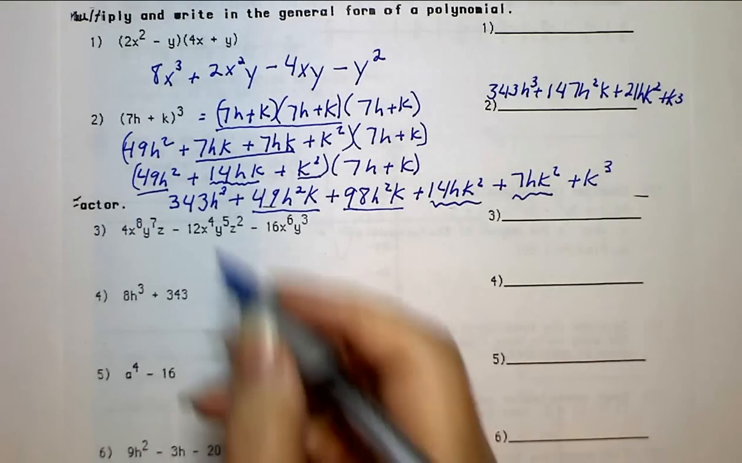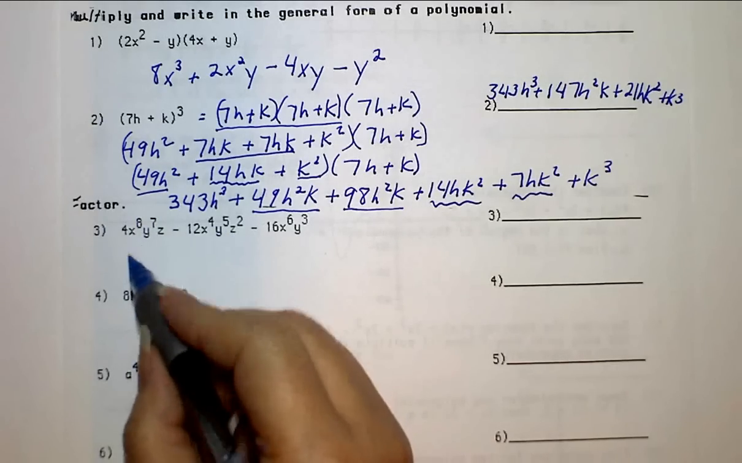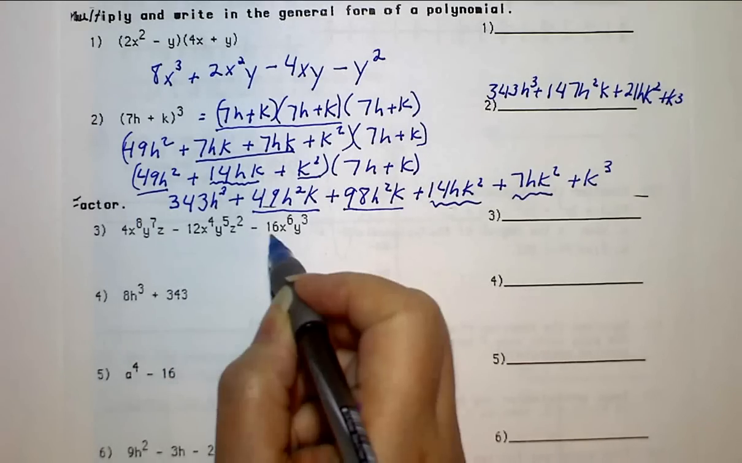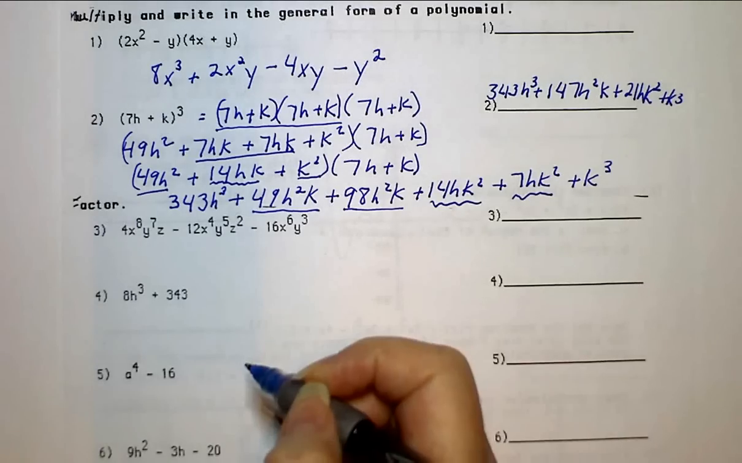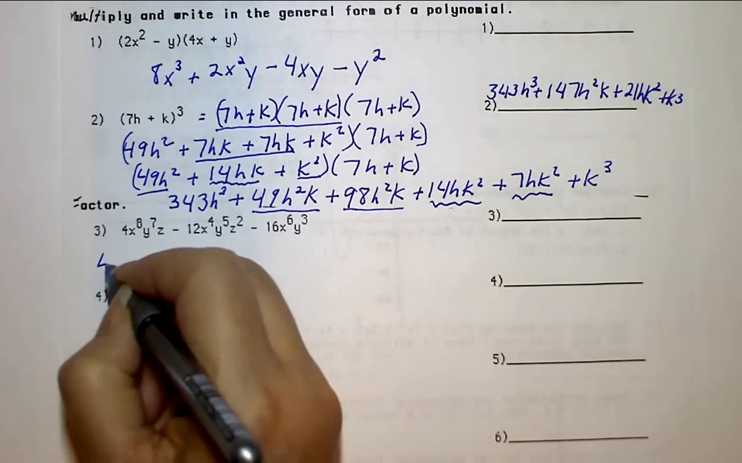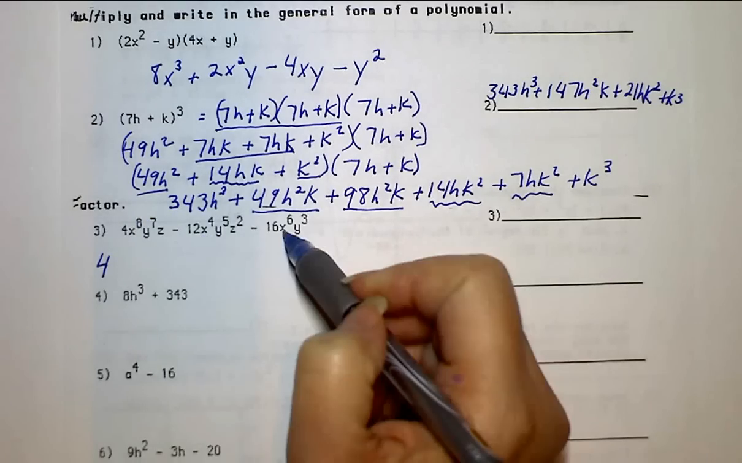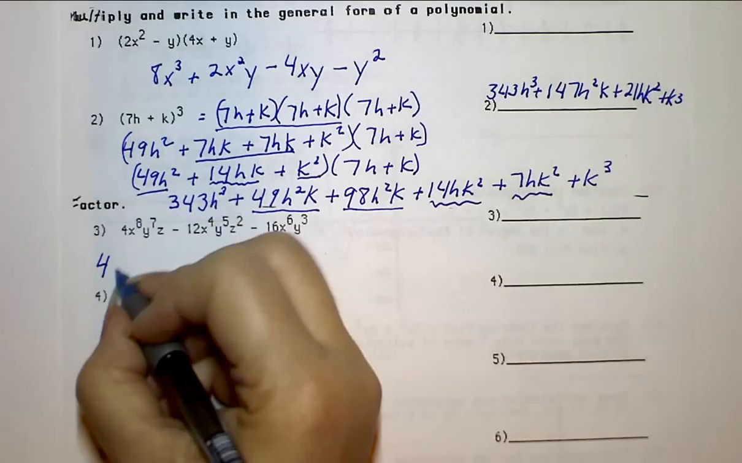So we are going to pull out what's in common. So 4, 12, and 16. What number do they all have in common? Yes, 4. This has 8 x's, this has 4 x's, this has 6 x's. How many x's can we take out? 4.